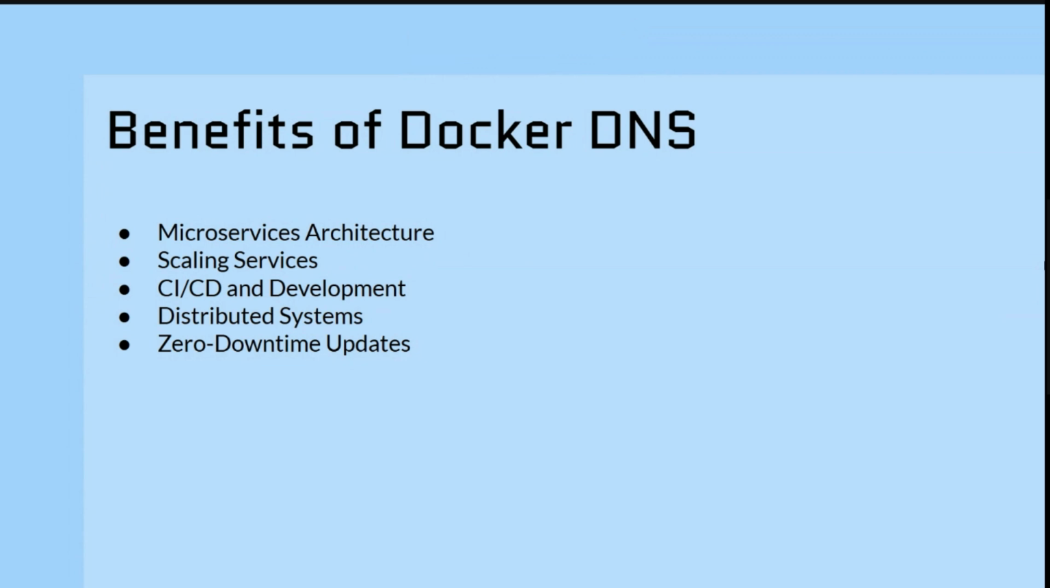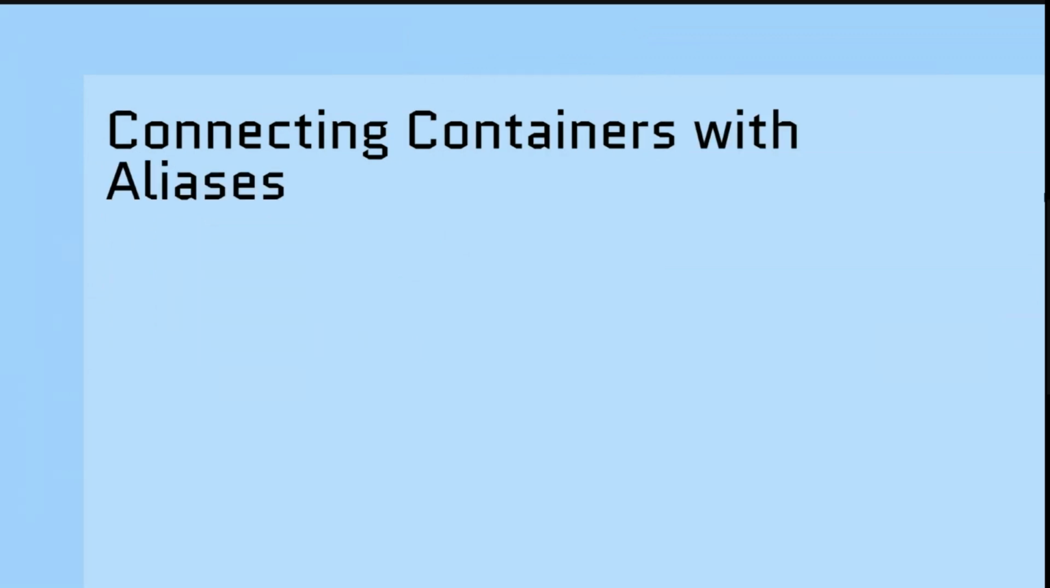Zero downtime updates. Updating a container is smooth when services reference names. For example, replacing the app container with a new container keeps connections intact as DNS updates automatically. Docker DNS makes things simpler and more flexible, which is why it's so important for modern applications that use containers.